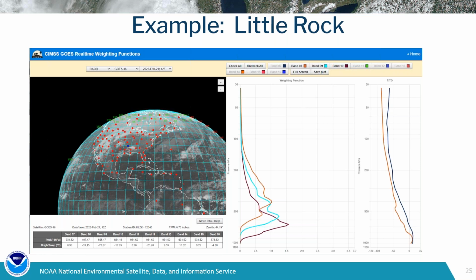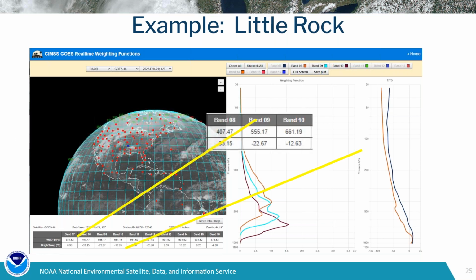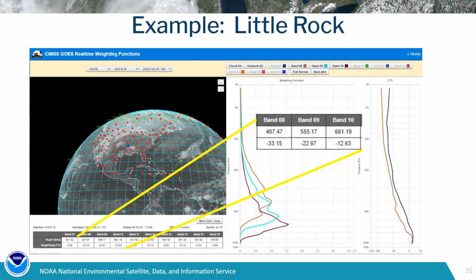If you blow up those values, next slide, please. If you blow up the values along the bottom, you see exactly where the peak is. So band 8 is peaking at 407 millibars and has a computed brightness temperature, from the radiative transfer model that's being used to create these, of -33, and there's also information there for band 9 and band 10.